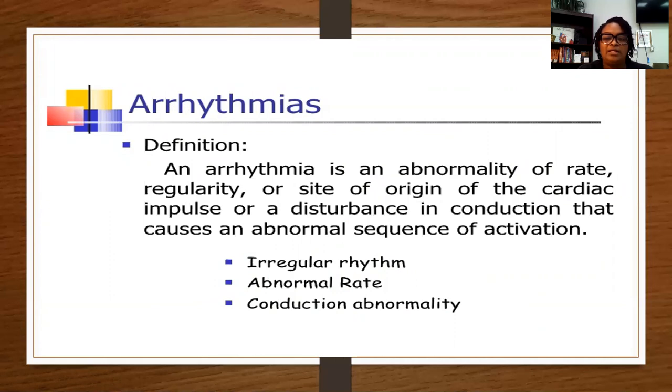An arrhythmia is an abnormality of rate, regularity, or site of origin of the cardiac impulse, or a disturbance in conduction that causes an abnormal sequence of activation. So with arrhythmias, you're going to have an irregular rhythm, abnormal heart rate, and conduction abnormalities.